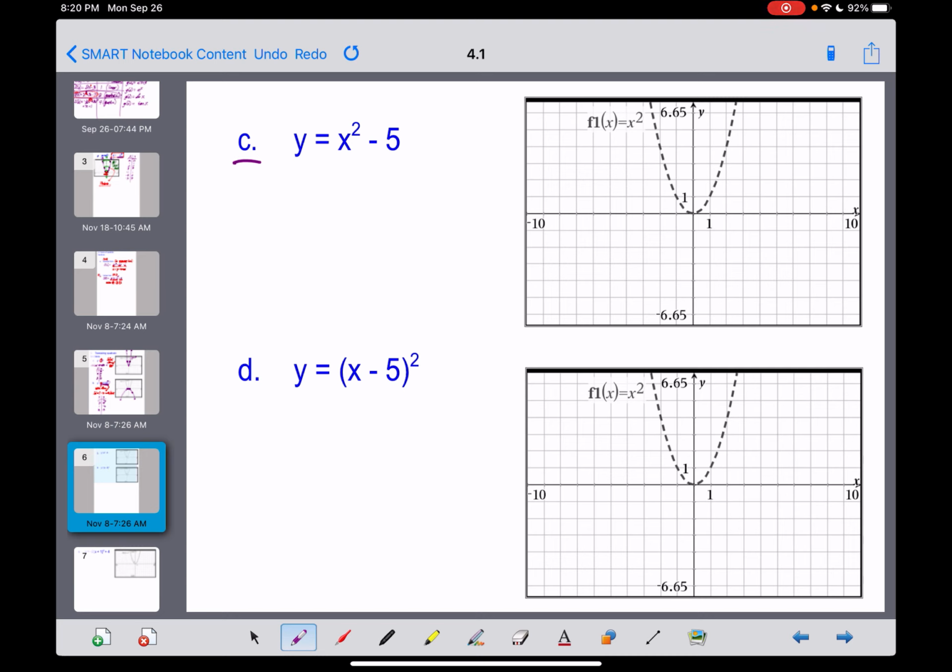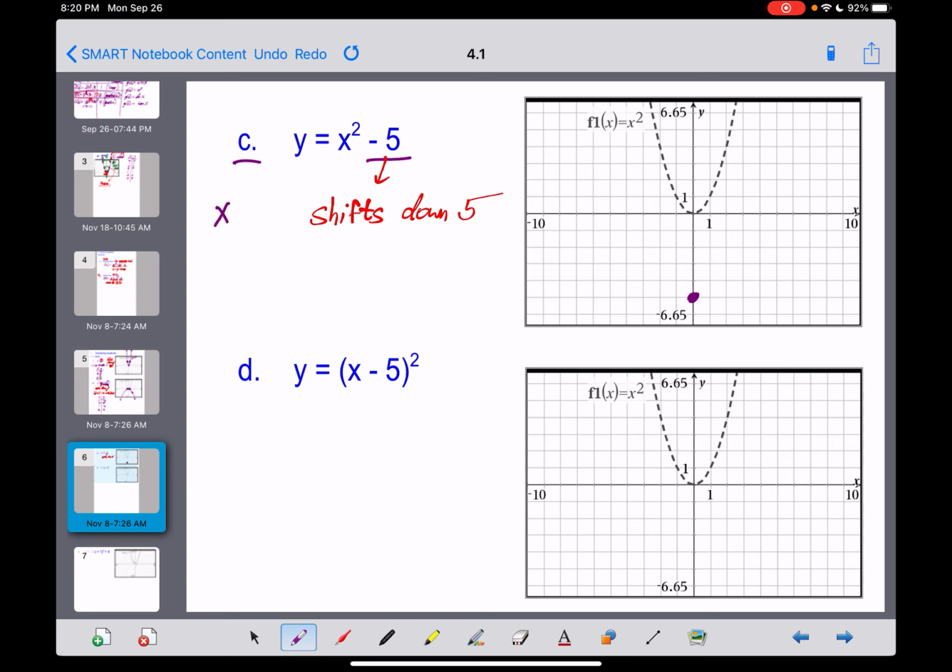Y is equal to x squared, but then there's a minus 5 at the end of all that. And what does it do to any function to put a minus 5 at the very end of it? That is going to shift your function down 5 units. So this one is going to shift down 5. Now what I think that tells me is that instead of the vertex being right here at 0, 0, I'm actually going to move that point 1, 2, 3, 4, 5 units down. And I think my vertex is actually at the point 0, negative 5.